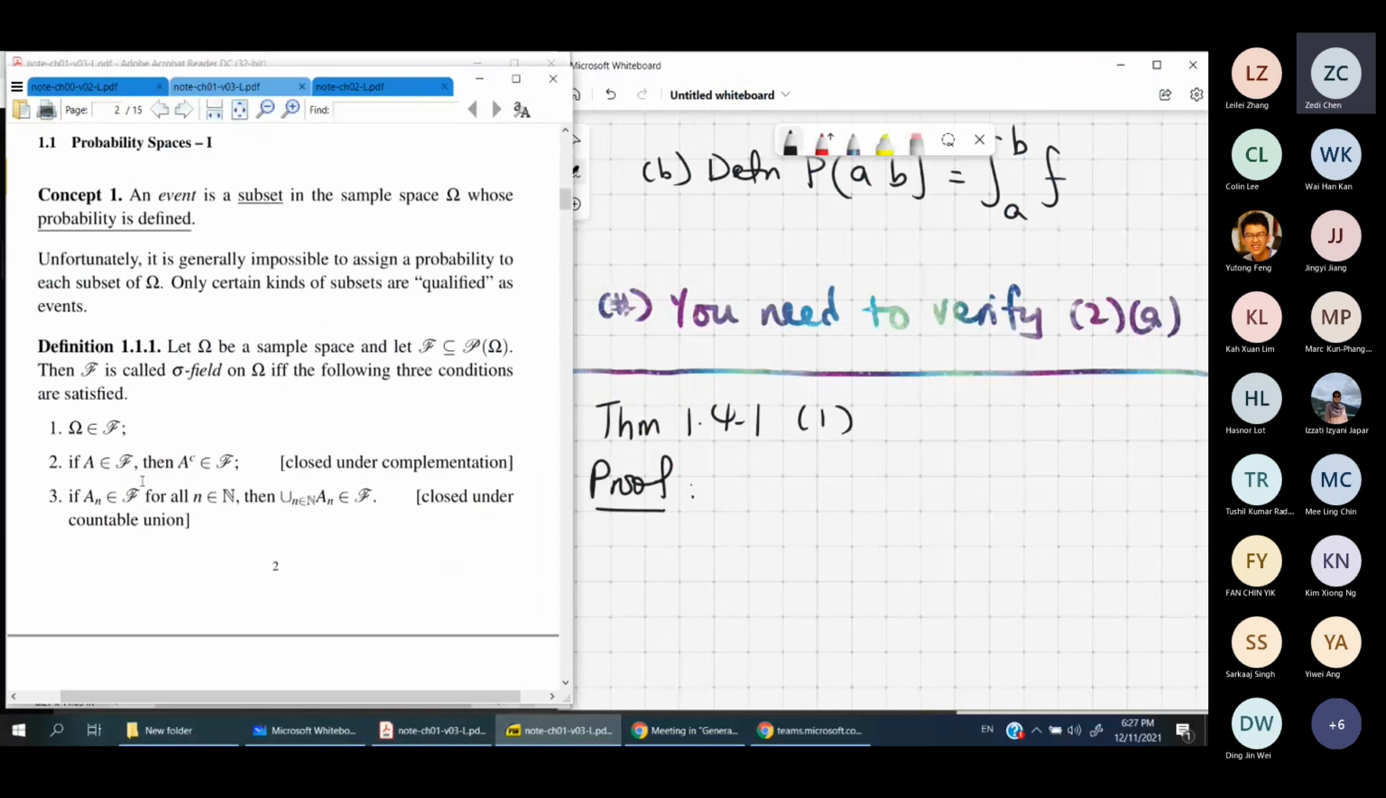So you can see we have this: if A is an event, A complement must be an event. This is the first thing. Next, omega is an event. So we can make use of these two.